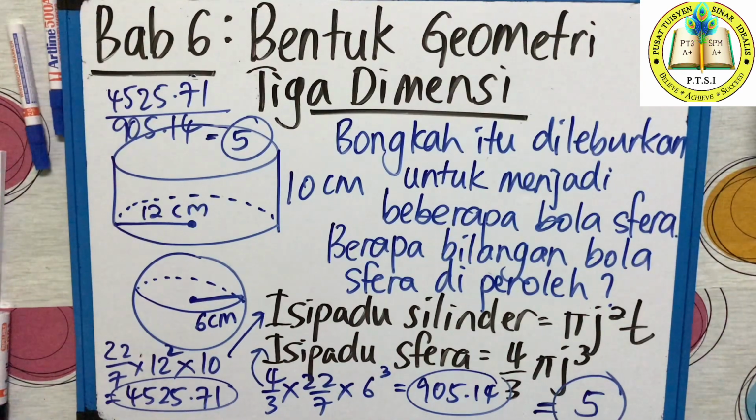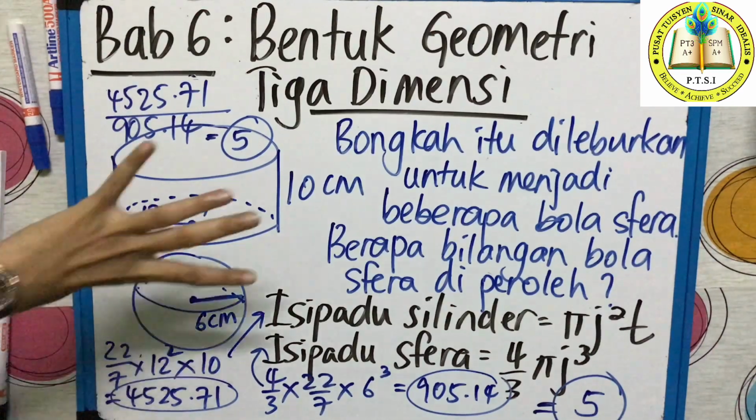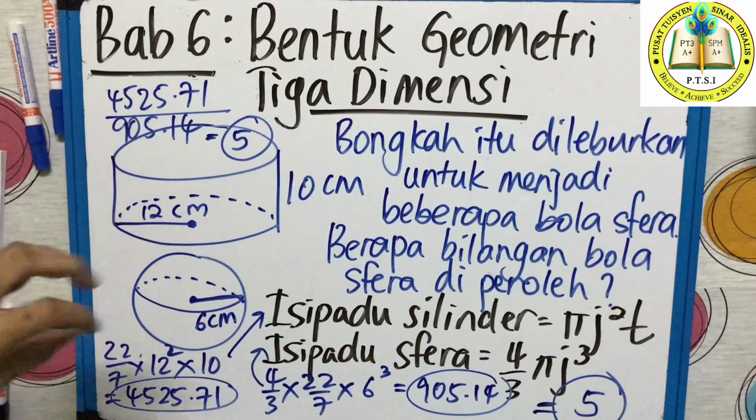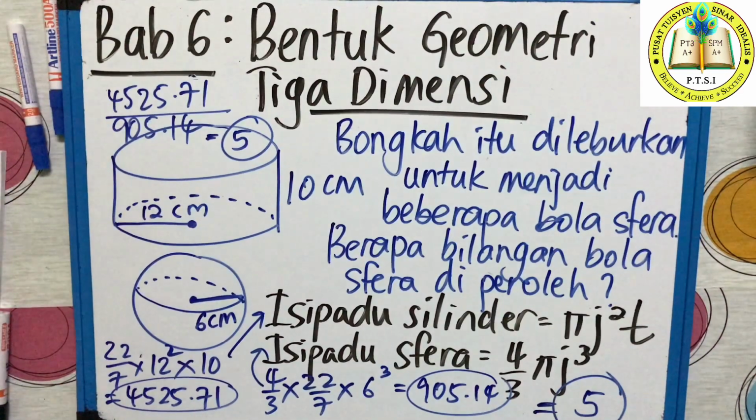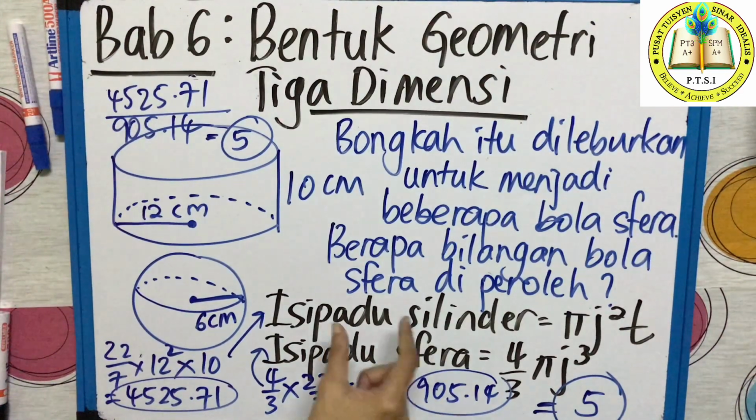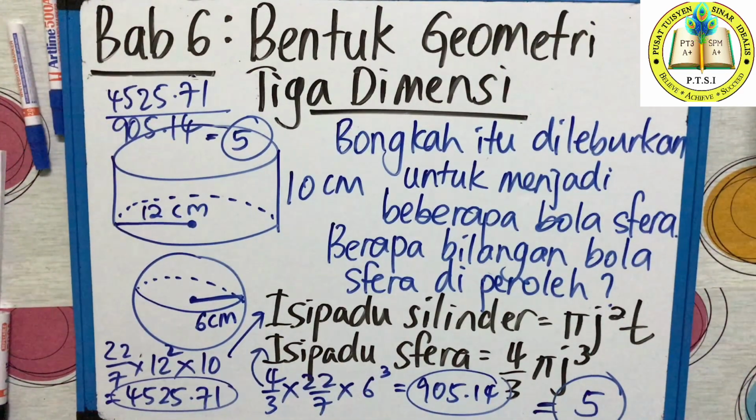So this is a KBAT part question. They didn't say volume, they didn't say surface area, but they say how many balls can you make? Do this volume, both you divide. This one we will not use luas permukaan because you melt the whole thing, right? Leburkan kesemuanya. So you have to use isi padu formula, volume formula.